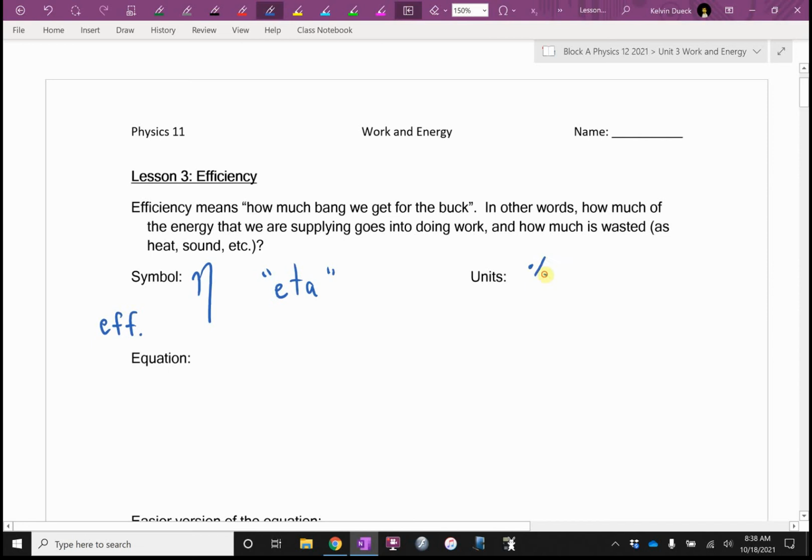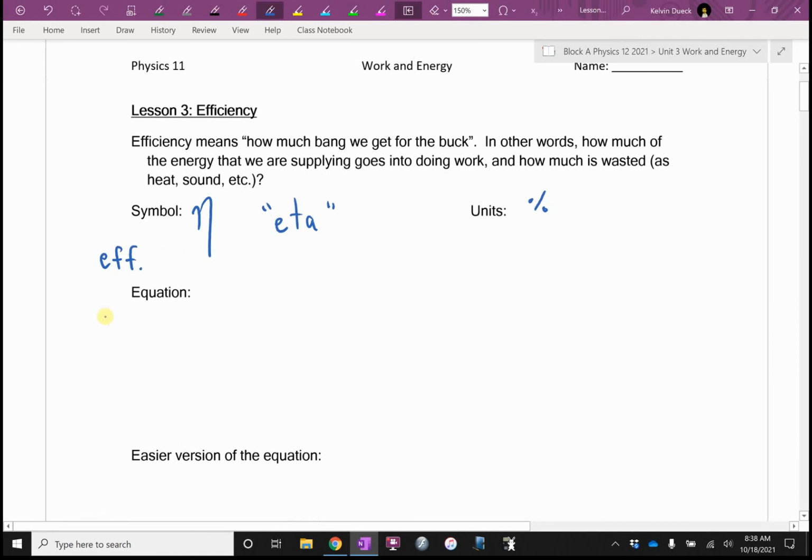Units, well, it's usually measured as a percentage. What's the equation? Efficiency is work out divided by work in, and then times 100% to make it a percent.